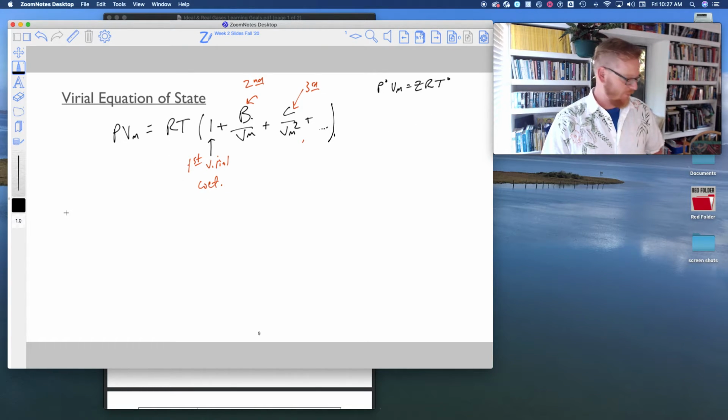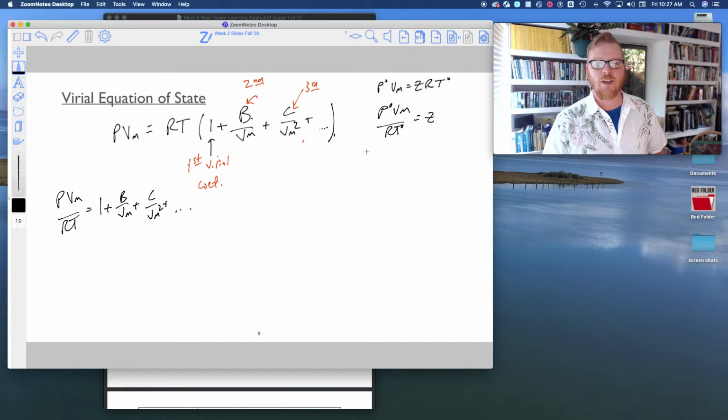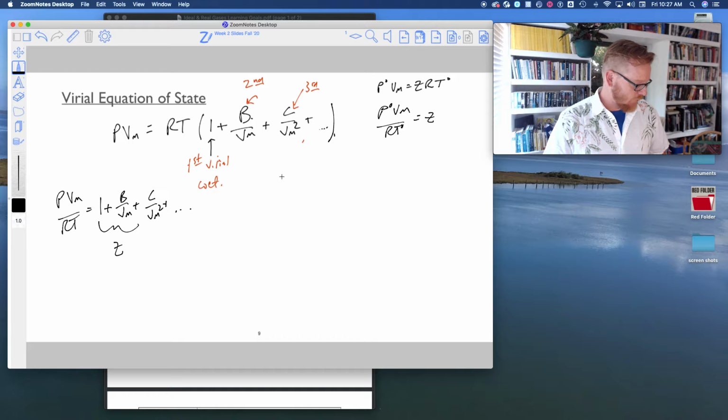And if I divide this out, if I say PVm divided by RT, that's going to be 1 plus B over Vm plus C over Vm squared, et cetera. And now if you compare these two expressions, and I rearrange this, then I recognize all of this is another way of writing the compression factor Z. Okay, so let's write that out.